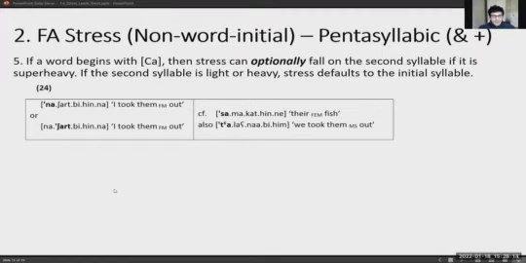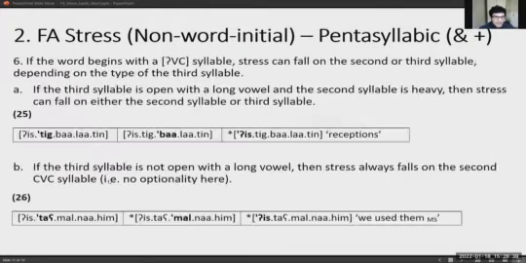Stress can optionally fall on the second syllable if it's super heavy, as in nashat bihinna, or you could say nashat bihinna. So if the second syllable is light, stress defaults to the initial syllable. So the second syllable is what determines where stress falls in these. If it doesn't have a long vowel, you'd say semakatin with stress on the first syllable.